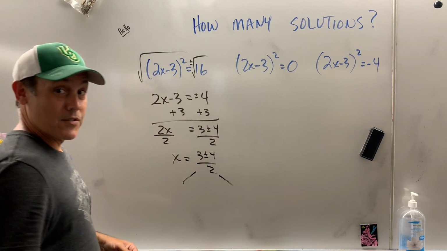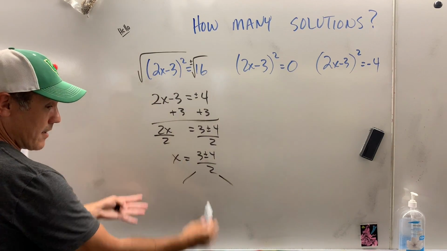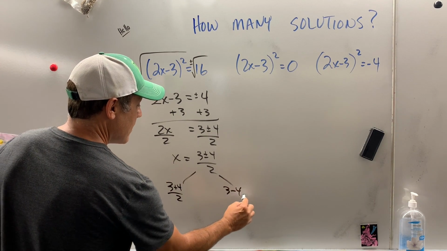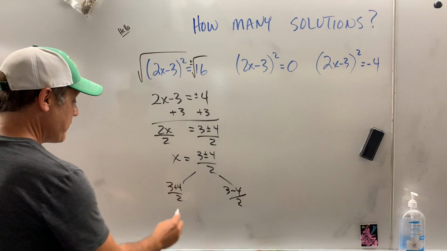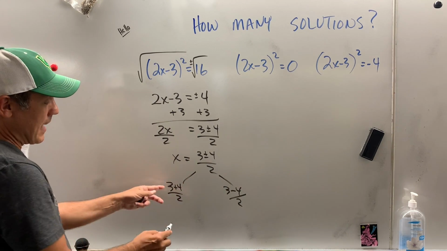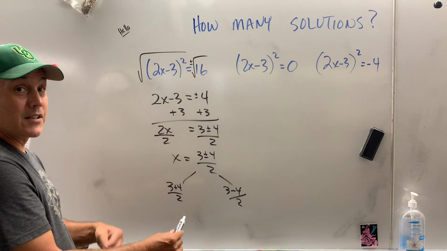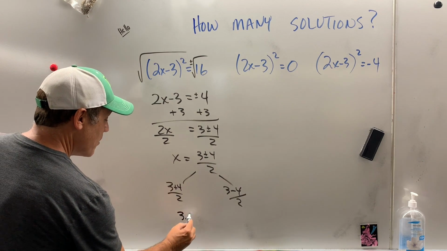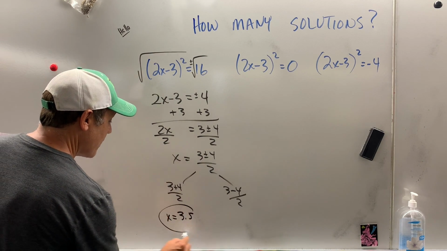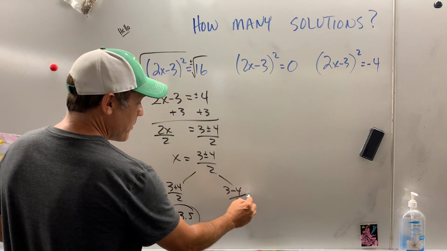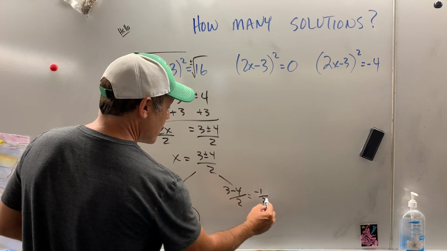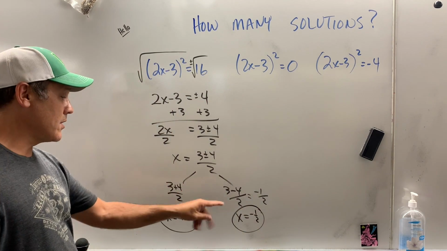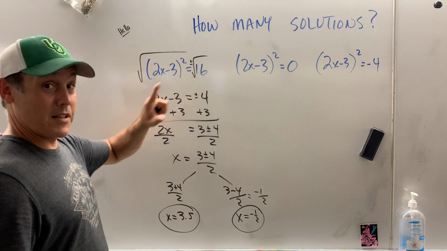Now, we need two answers, okay? So I like breaking it down like this since I have room to work down. 3 plus 4 divided by 2, and 3 minus 4 divided by 2. So what is that? 7 divided by 2. Now, you can't just hit 3 plus 4 divided by 2 on the calculator. It will mess it up. But 3 plus 4 is 7, divided by 2 is 3.5. So x equals 3.5. That's one answer. 3 minus 4 is negative 1, over 2. So x equals negative 1/2 is another answer. So how many solutions? 2. Okay, we're going to come back to that.